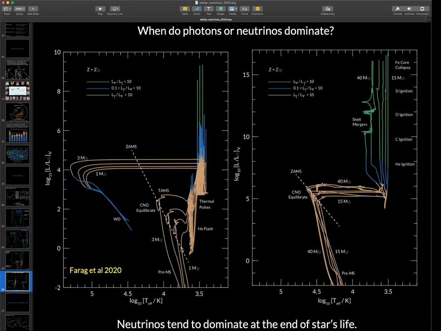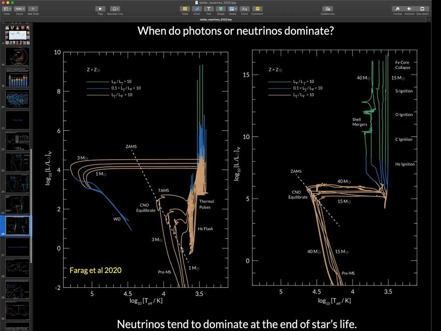Okay. And so photons leave from the surface, neutrinos leave from the core. When do photons dominate and when do neutrinos dominate? So now I take my neutrino HR diagram and I split it up by mass. On the left-hand side are low mass stars, things less than about 10 or so, and on the right-hand side are high mass stars. This is just to help disambiguate the two within the neutrino HR diagram. And in general, neutrinos tend to dominate toward the end of a star's life. Otherwise, through most of the star's life, photons will be the dominant energy loss mechanism. But neutrinos will dominate at the end. And that is very interesting for the next generation of neutrino detectors.